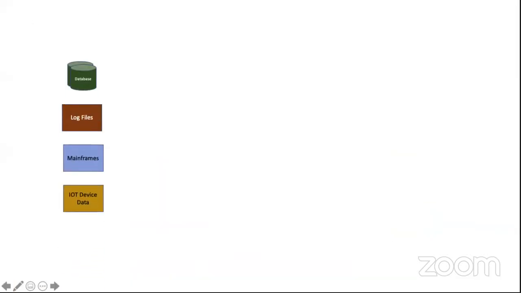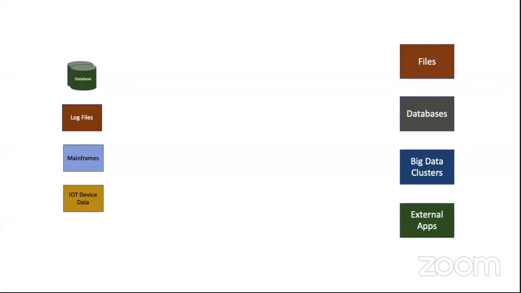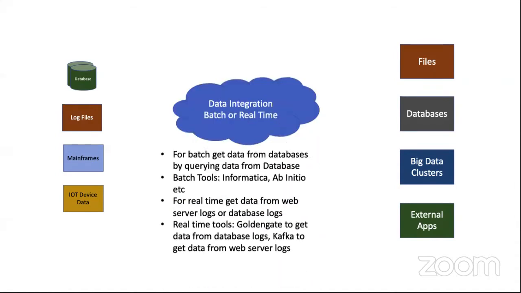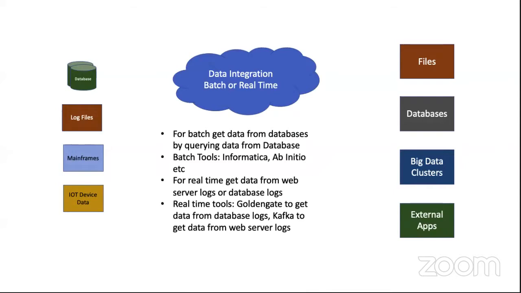So we have already seen that for a given organization, there might be multiple sources, and there can be multiple targets like files, databases, big data clusters, external applications, etc. In the legacy world, we might not have big data clusters. We might have files, databases, a traditional data warehouse, and external applications. And we want to get data from these sources into these targets. The data might be integrated between these sources and targets either by using batch or real time.